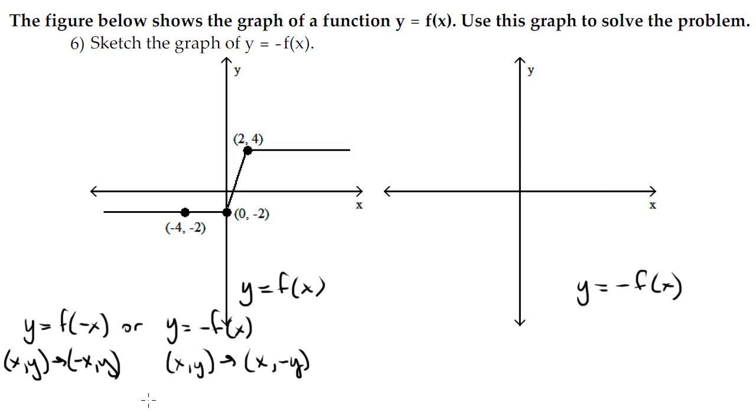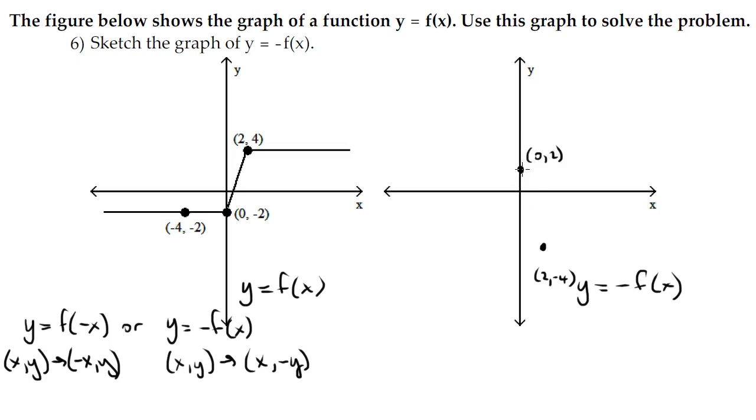Another way that you can, so let's do this here, and then I'll generalize that some more. So for each of these coordinates, right? So for the point 2, 4, because I want negative f of x, the y value is going to change. So that point becomes 2, negative 4. The point 0, positive 2, the y value changes sign, so that's going to be 0, negative 2.